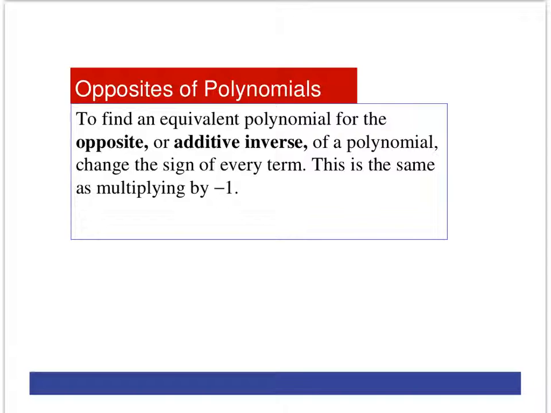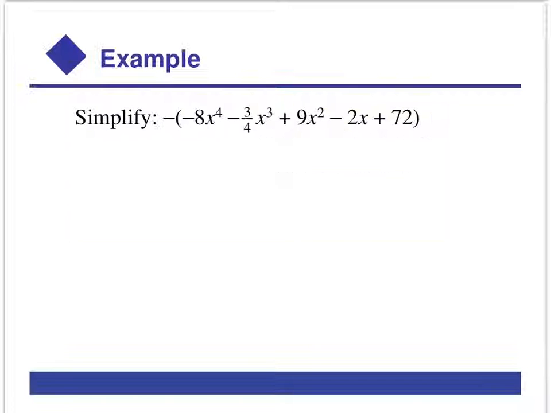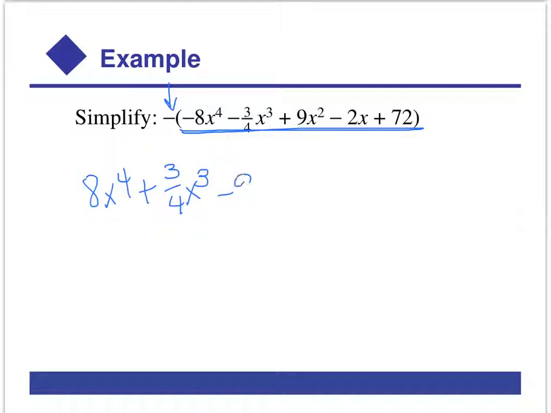Okay, opposites of polynomials. To find an equivalent polynomial for the opposite, or the additive inverse, you just change every sign of every term, and that's the same as multiplying by negative 1. So we're going to talk about this. Whenever you have a negative hanging out in front of a grouping symbol, you change everything in that grouping symbol, and you drop the symbols. You just change their signs. So now I have 8x to the fourth plus 3/4 x cubed minus 9x squared plus 2x minus 72.